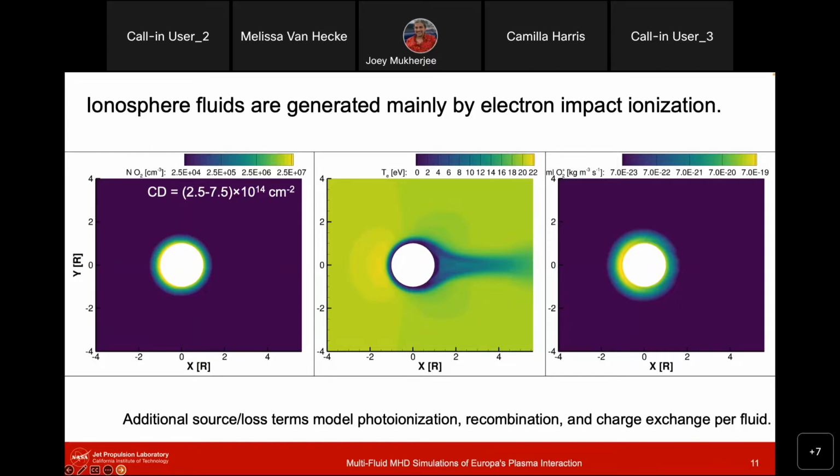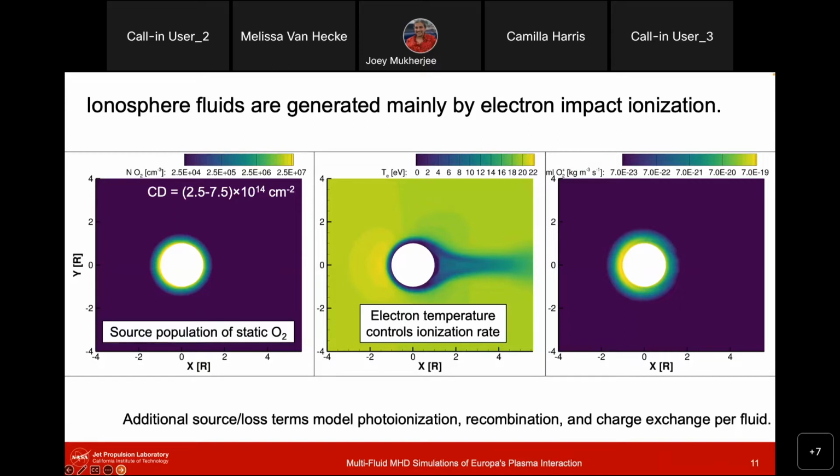So the point of this slide is to very briefly walk us through the process of how electron impact ionization is represented in the model, because I think that's kind of a key to understanding why the results look the way they do. So on the left, this is basically the density of the atmosphere. This is a source population of static molecular oxygen. This is not something we're solving for. This is an input that we provide to the model.